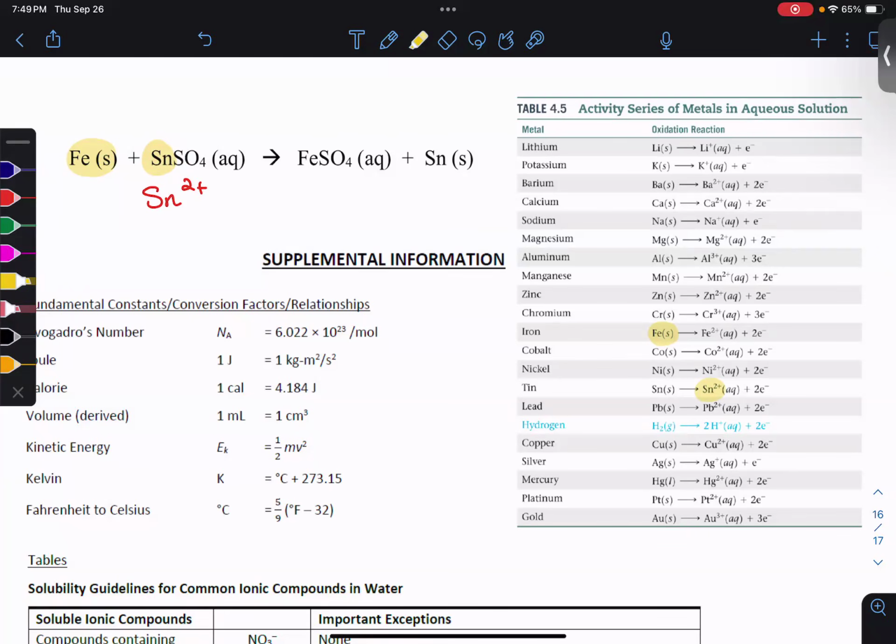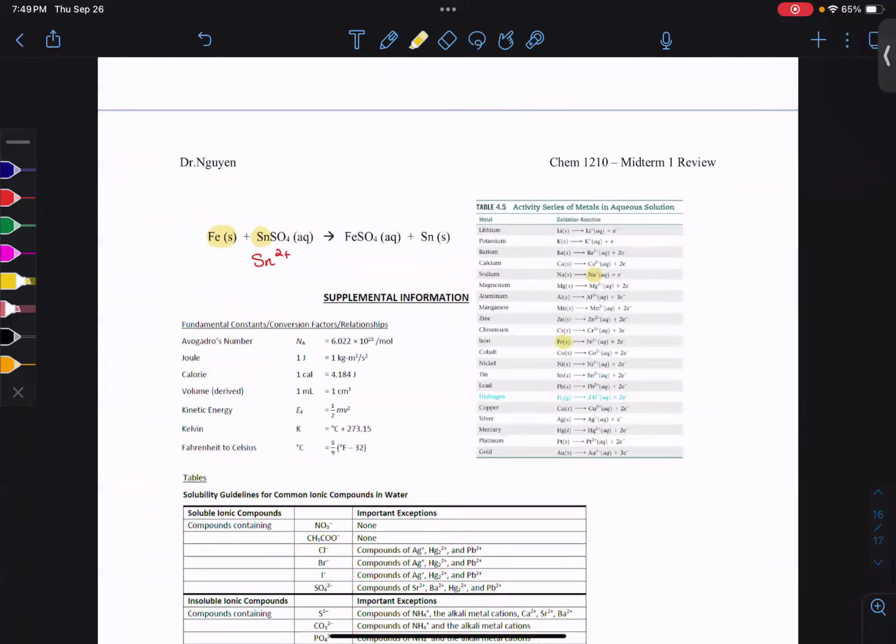So we can react iron with any one of these cations below it, and a reaction will occur. But if I react it with any one of these cations, nothing will occur. If the solid is there and the cation is here, nothing will happen, because it doesn't fit that mantra, solid metal above the cation. So yes, a reaction occurs.